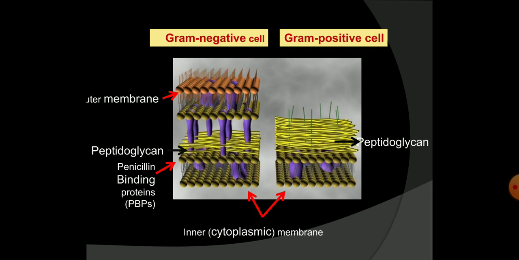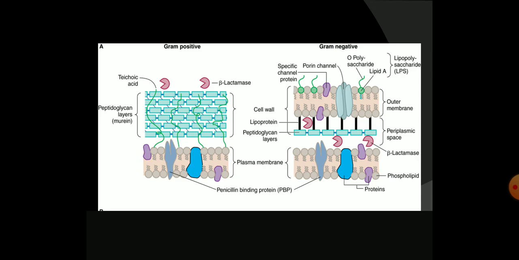Transpeptidase involved in cross-linking, and other enzymes located on the cell membrane, are called penicillin binding proteins. These enzymes act as a binding site for beta-lactams. Here again you can see the difference in the structure of the two bacteria, gram-positive and gram-negative, and how the beta-lactamase enzymes are placed.